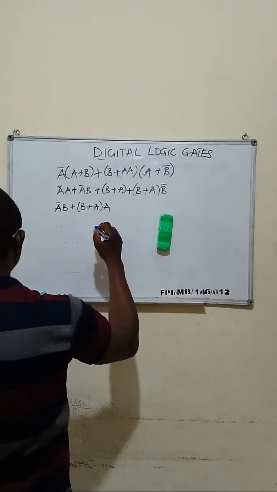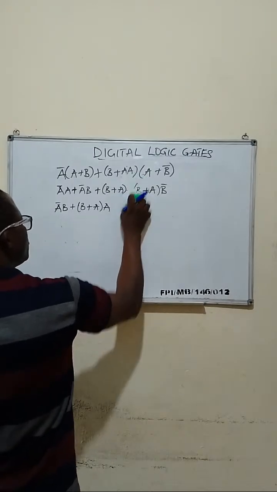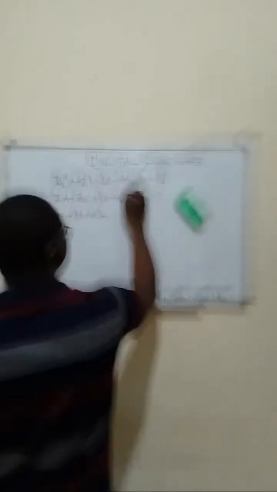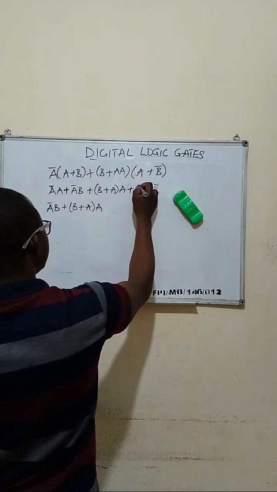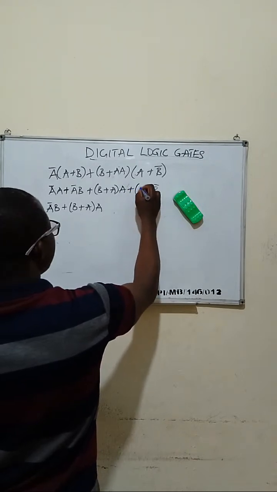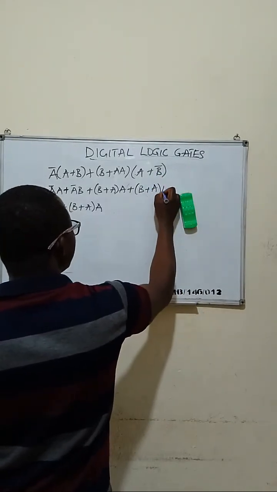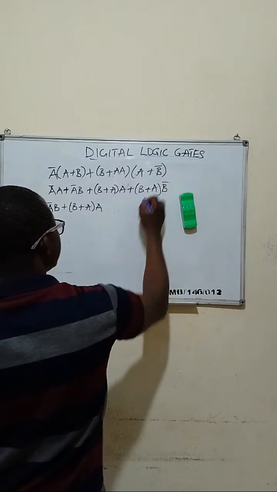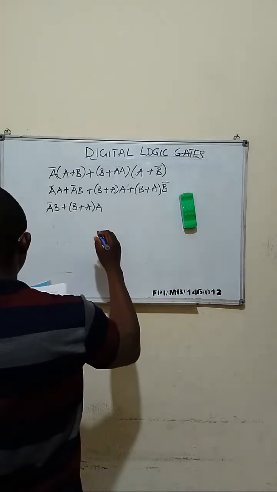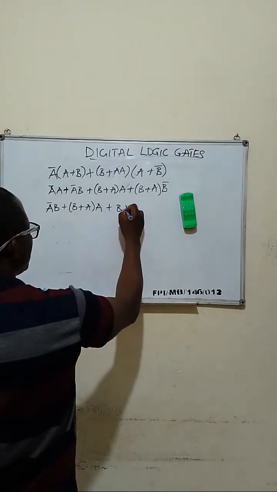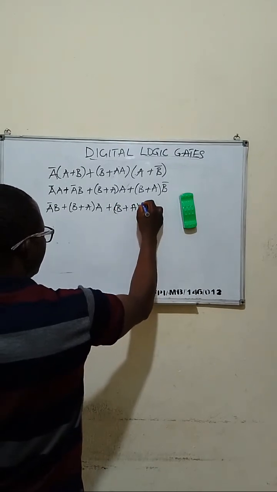There's something missing here. B plus A into A, plus B plus A into B bar. So B plus A into A plus B plus A into B bar plus B plus A into B bar.